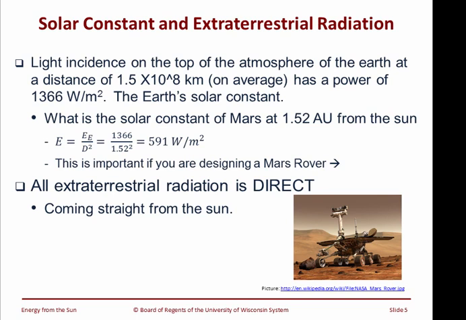If we look at, for example, Mars, at roughly 1.5 times as far from the sun, you would divide the Earth's solar constant by 1.52 squared and only get 591 watts per square meter at the top of the Martian atmosphere. This is important, I guess, if you're designing a Mars rover, but it's also important for PV designers to understand that the total amount of energy on average is really limited by this Earth solar constant of 1,366 watts per square meter. The other important point to note is that all extraterrestrial radiation comes straight from the sun. That is to say, it is direct beam radiation.